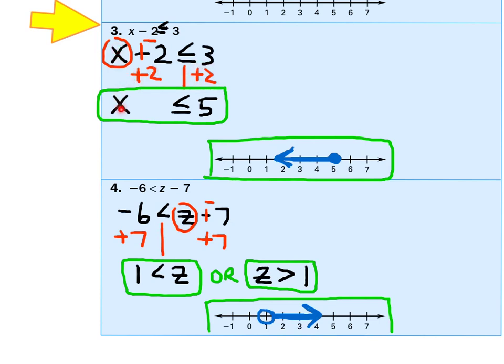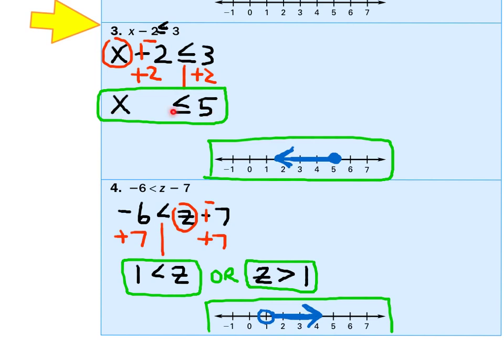And so bring down your variable, the x. A negative 2 plus a positive 2 destroy each other, so let them disappear. Bring down the symbol exactly like it's written, and then 3 plus 2 gives us 5. So now we box our answer. X is less than or equal to 5.